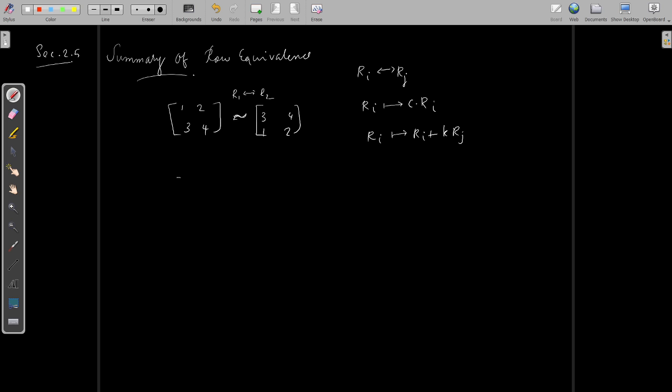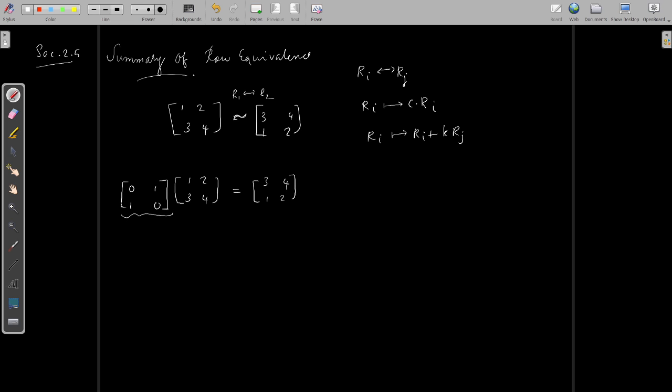Once you consider these two matrices, 1 2 3 4 and 3 4 1 2, can you make it an equality by pre-multiplying 1 2 3 4 by a matrix? That is obvious, that can be possible by choosing the matrix with rows 0 1 and 1 0. When you multiply this matrix with this, you get 0 1 times 1 3, that is 3, 0 1 times 2 4, that is 4, and similarly 1 0 times 1 3 is 1, and 1 0 times 2 4 is 2. This is because of this matrix.